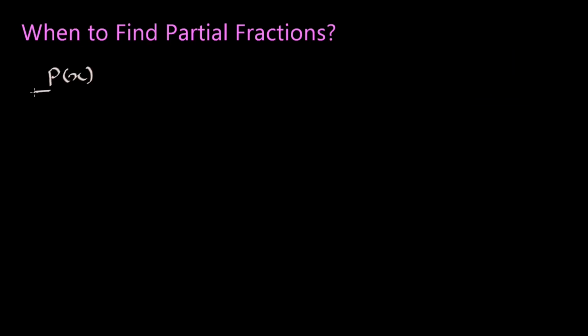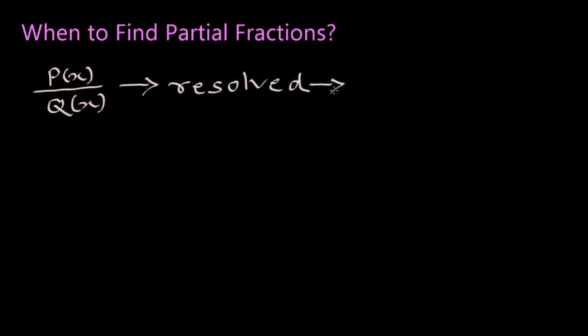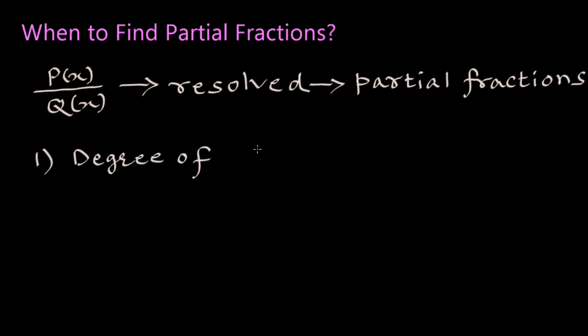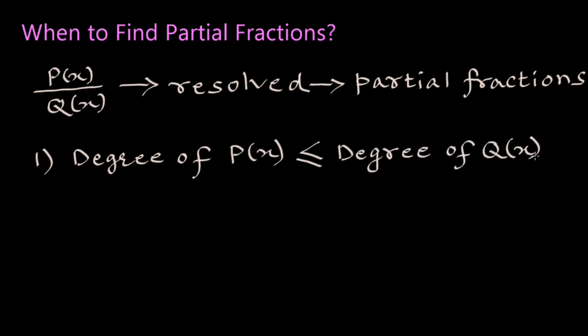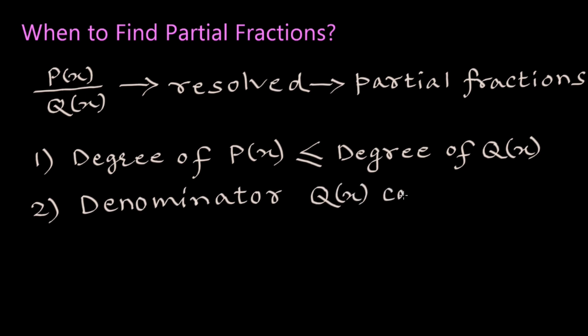A rational function px upon qx can be resolved into partial fractions under following two conditions. Number 1, degree of polynomial function px in the numerator is less than or equal to degree of polynomial function qx in the denominator. Number 2, denominator qx can be factored.